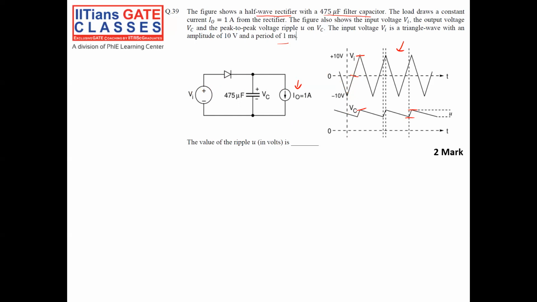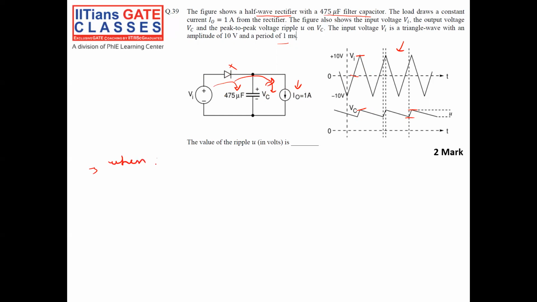Then when my Vin is decreasing, already my VC is almost Vin, so the diode will be reverse biased. This means my capacitor will start discharging because my output current is a constant 1 ampere. So this 1 ampere current will be provided by the capacitor. Whenever the diode is forward biased, the input will provide current to the capacitor, and also to the load. So let me summarize here.